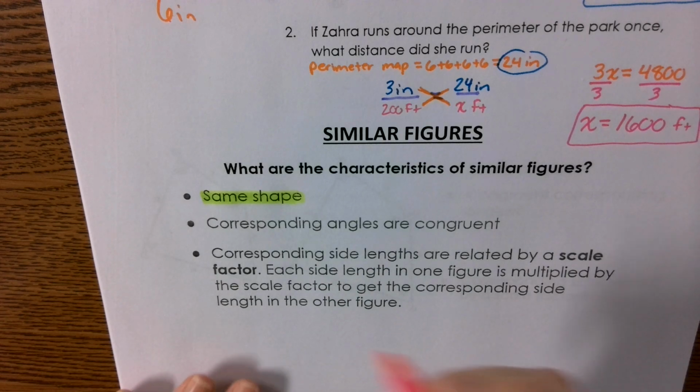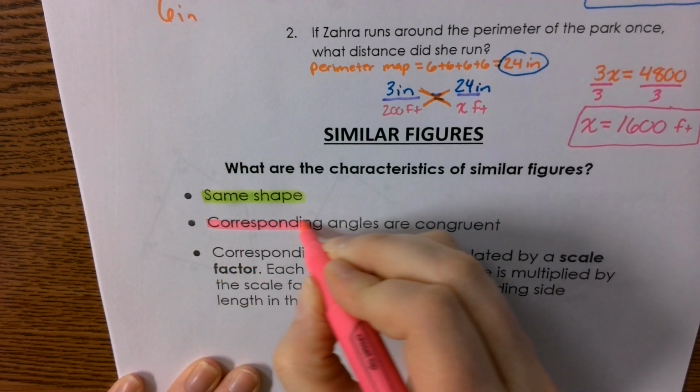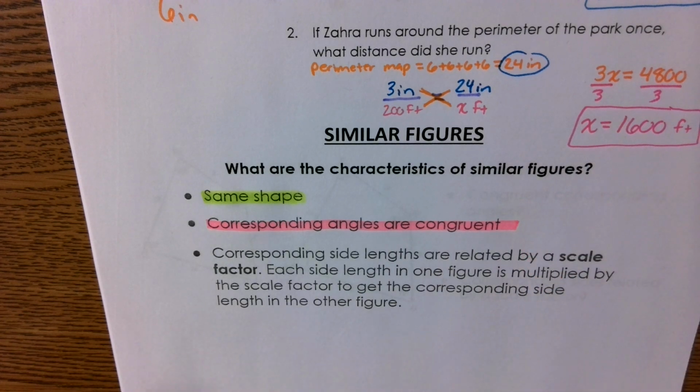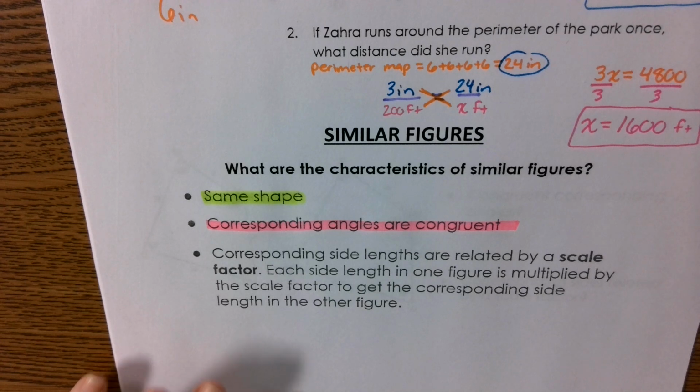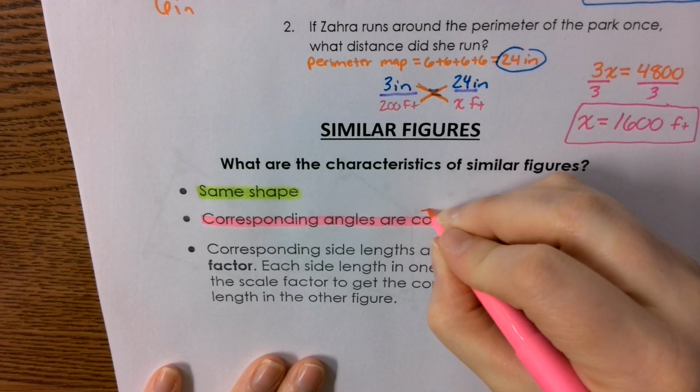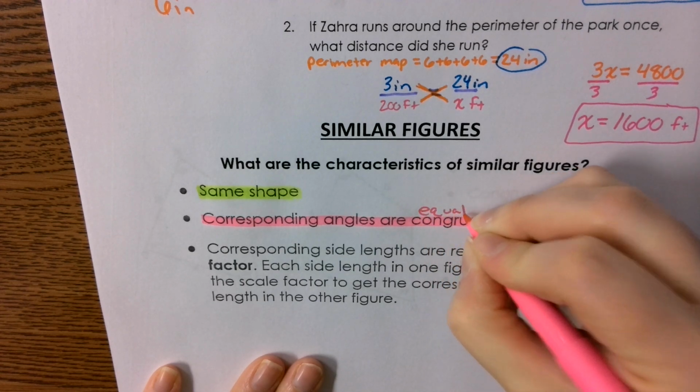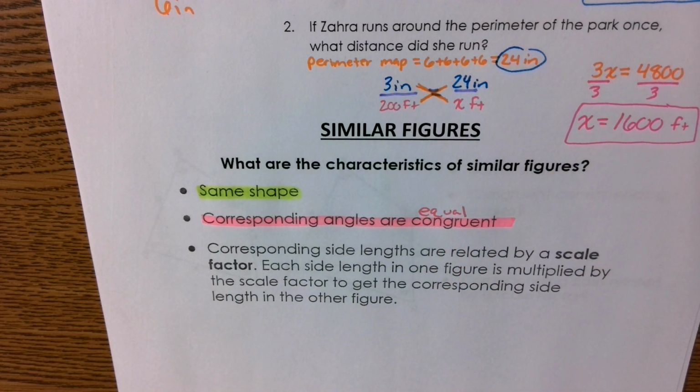They also are going to have corresponding angles that are congruent. Does anybody know what another word for congruent means? What's another word for congruent if I say it's congruent? Equal. Very good. So congruent just means that they are equal. So if I have a right angle, then the other one has a right angle. They're both 90 degrees. If I have a 30-degree angle, the corresponding measurement is going to be a 30-degree angle. Their angles will all be equal to each other from one shape to the next if they are similar.